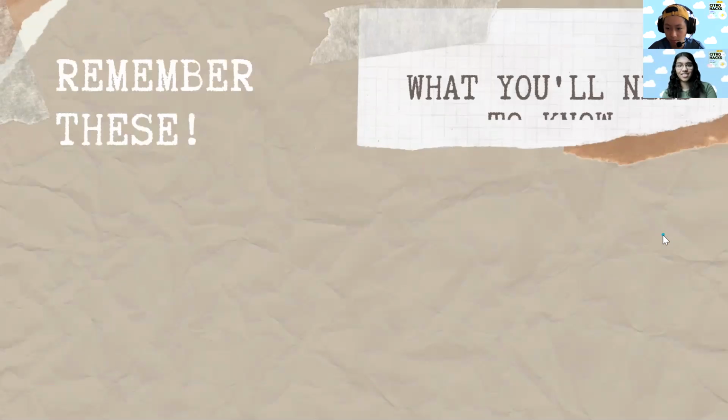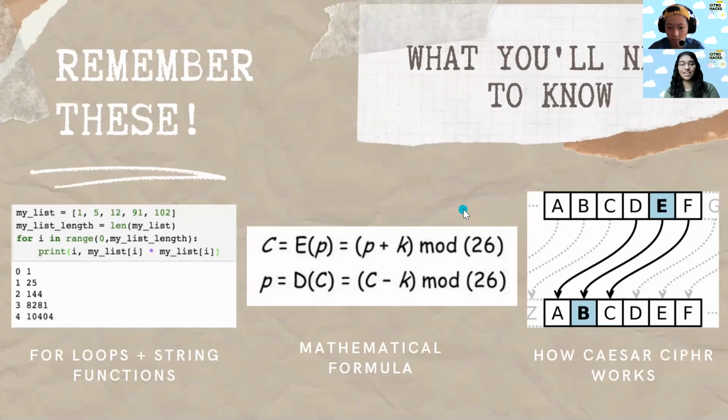So basically, the main parts of the program that should have been a challenge, the main things you should have remembered, were the for loops and the string functions, which were important to ensure that decryption or encryption works for the entire length of the string. Then the mathematical formula, which states how you can use the encryption or decryption formula with that specific modulus, and how Caesar cipher works.